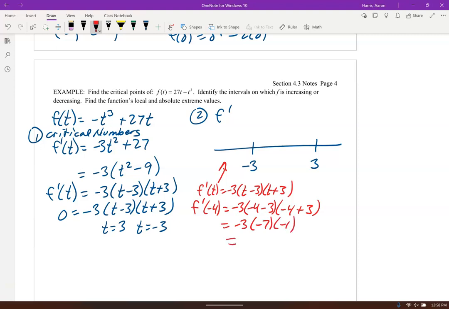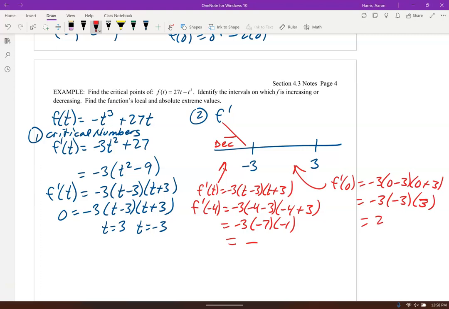Negative times a negative times a negative is a negative. So this thing is decreasing until -3, right? So we're decreasing. Let's throw in 0 into F prime. So I have 0 minus 3, 0 plus 3: -3 times -3 times positive 3 equals a positive 27.